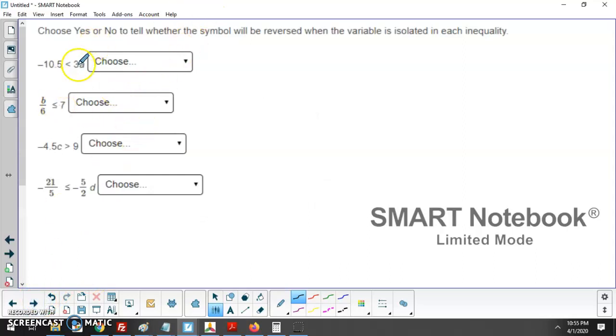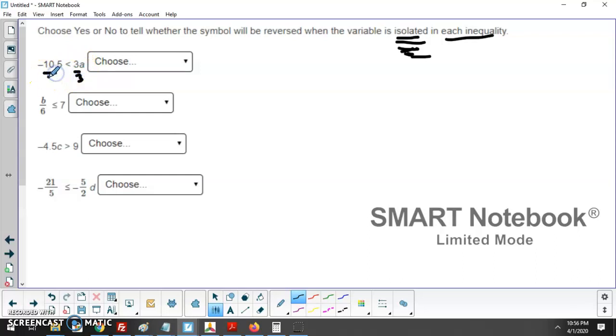All right, so this is the Flipperama questionnaire here. Is the symbol reversed when you isolate each inequality? Okay, so the question is asking you, when you isolate the inequality, do you reverse the symbol? Okay, so for this first one, if I am isolating the variable, I don't necessarily need to flip it first. Instead, I could just divide by 3 first.